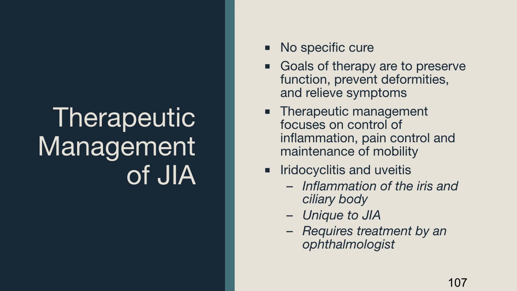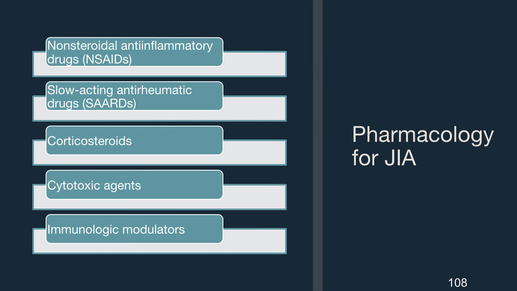Iridocyclitis and uveitis, which is an inflammation of the iris and ciliary body, are unique to JIA, and it requires treatment by an ophthalmologist. As far as medications that are used, they're started out on NSAIDs, and NSAIDs may work for a while for these kids when they're first diagnosed.